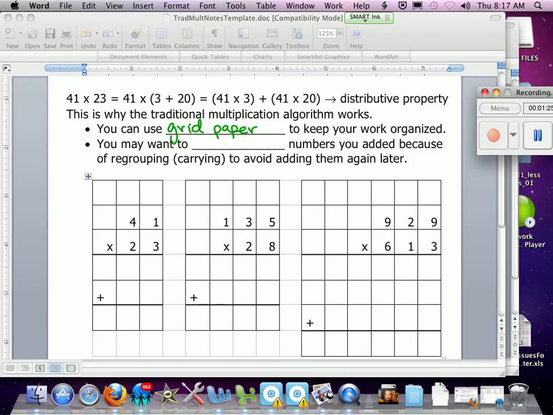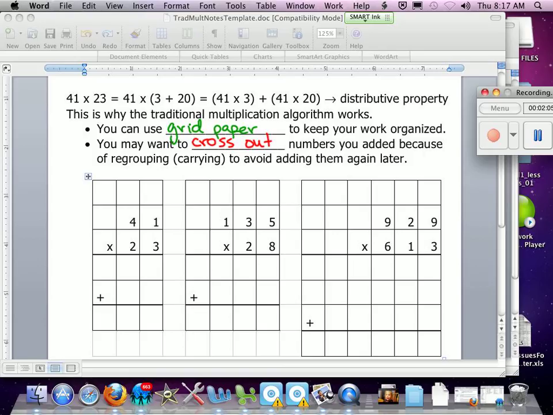Another idea, and this one I learned from a student, and I saw that a lot of you on the pretest already do this, which I'm like, yes, you guys are awesome. You may want to cross out numbers you added because of regrouping or because of carrying, to avoid adding them again later. I saw a lot of kids accidentally adding the thing they did a carry for, 8 times such and such, when they were on the 2 times such and such in the second example. We'll see it when we go through the process. And they would accidentally add it again when they weren't supposed to.